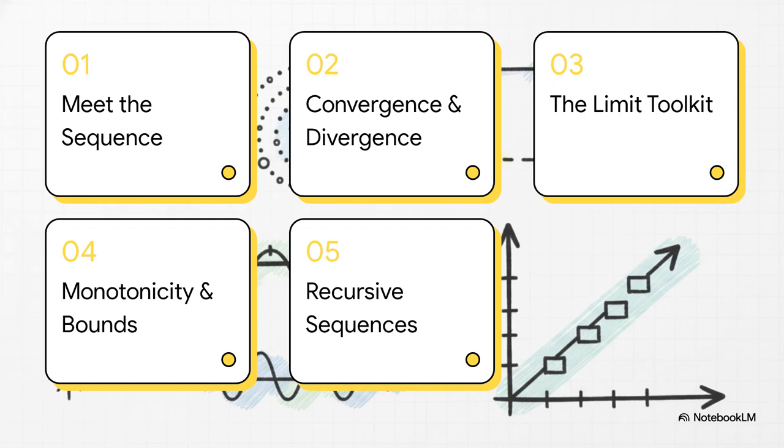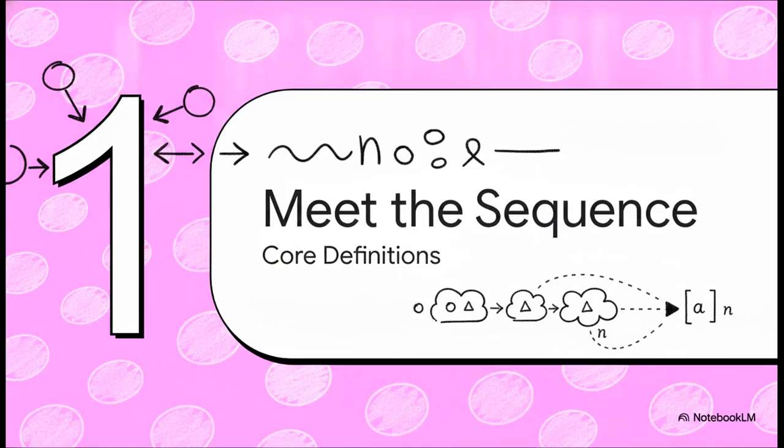Okay, let's lay out our roadmap for today. 1. Meet the sequence. 2. Convergence and divergence. 3. The limit toolkit. 4. Monotonicity and boundedness. And finally, 5. Recursive sequences.